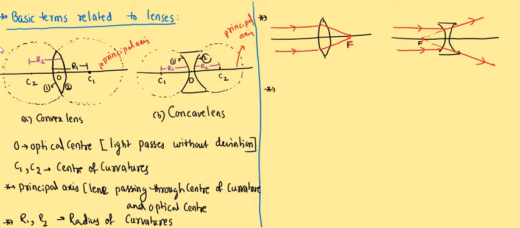One more term is principal focus. What is principal focus? Principal focus is when a parallel beam of light rays is incident on the lens, after the refraction they will meet at a point or appear to be coming from a point, and that point is called the principal focus. This is capital F. How to define the principal focus?